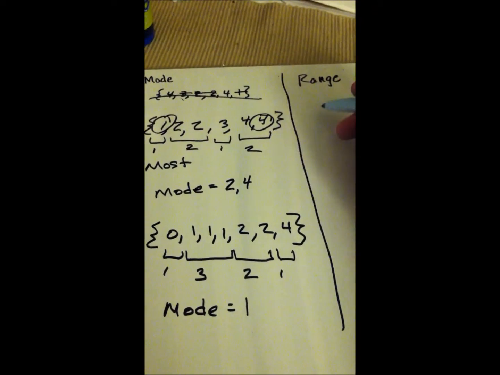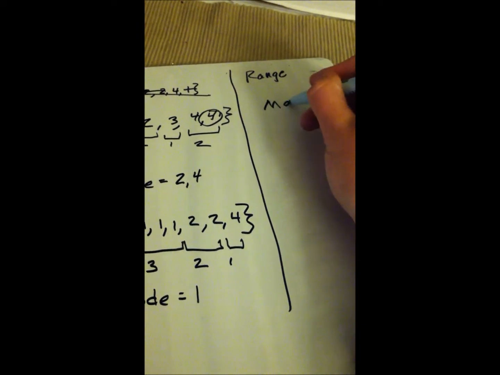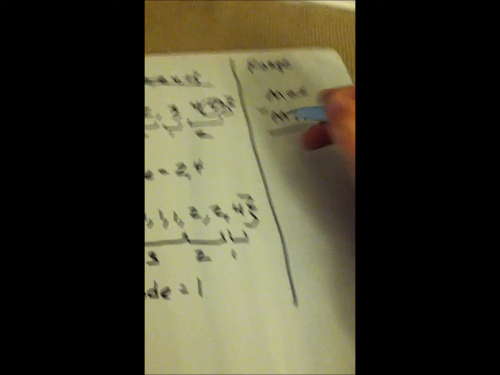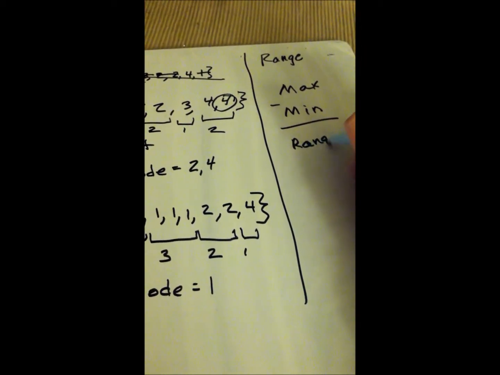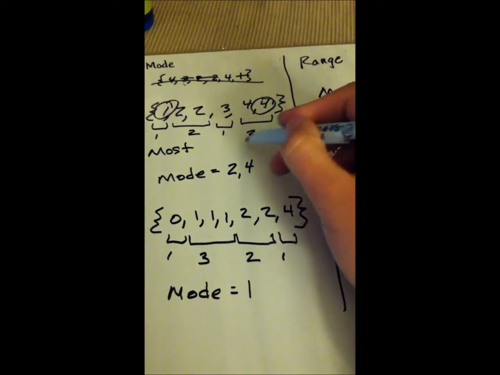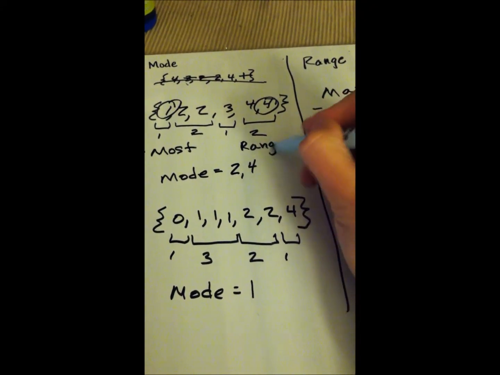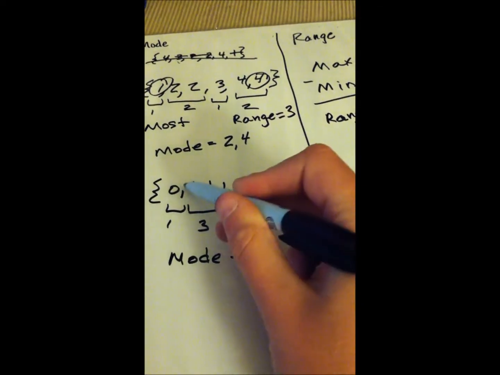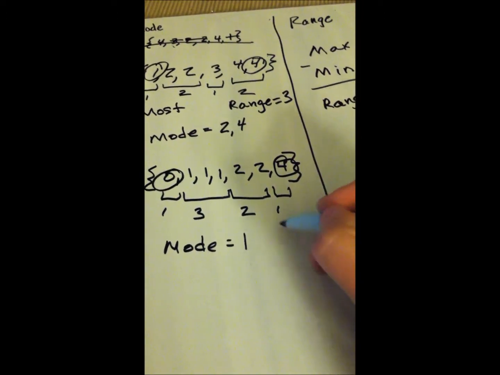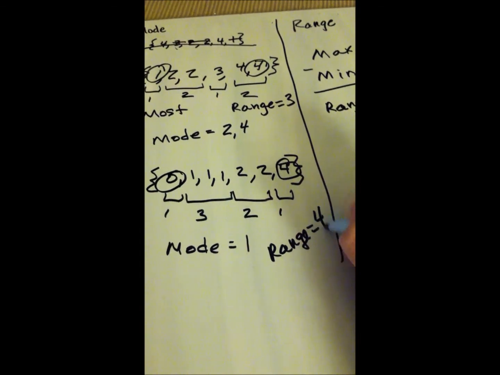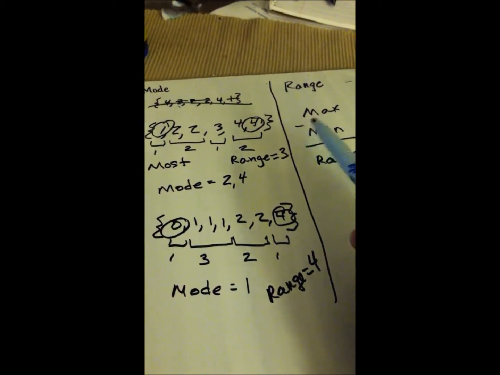Okay, and then once you have that, you're going to take your maximum minus your minimum. The answer you get is your range. So in this case, 4 minus 1 means that the range is 3. For this one down here, 4 is my biggest number, 0 is my smallest number, 4 minus 0, my range is 4. Okay? Range is pretty easy.